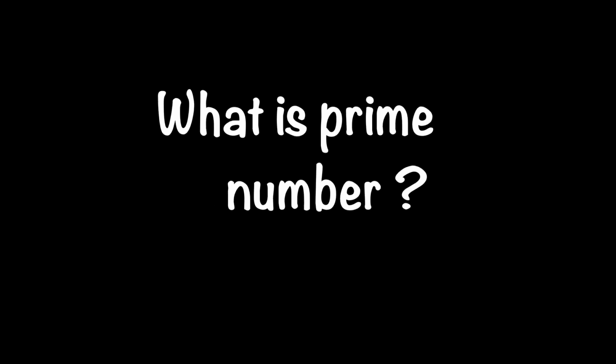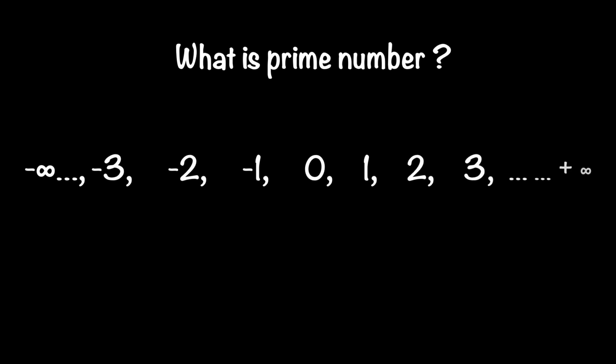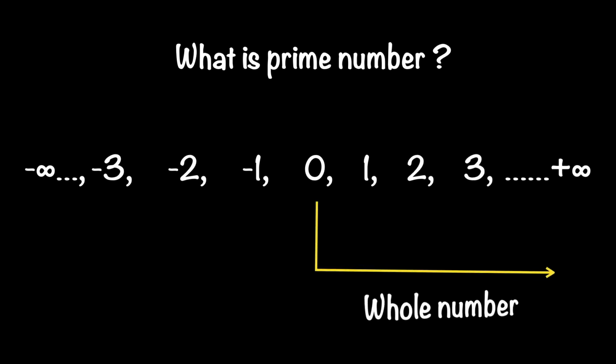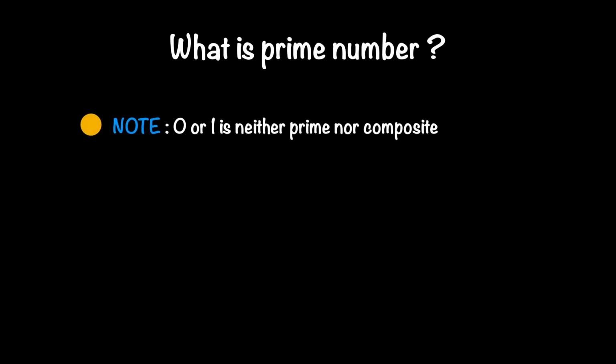Now, what is a prime number? We know that the number system starts from minus infinity to plus infinity. But when we talk about prime numbers, they fall in the whole number series, which basically starts from 0, 1, 2, and so on. In that also, 0 and 1 need to be neglected because 0 and 1 are neither prime nor composite.